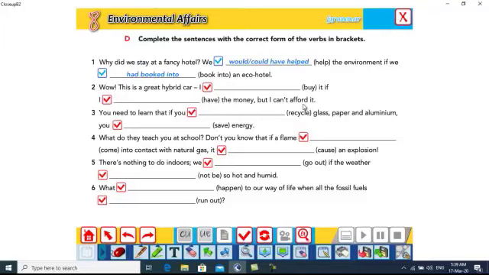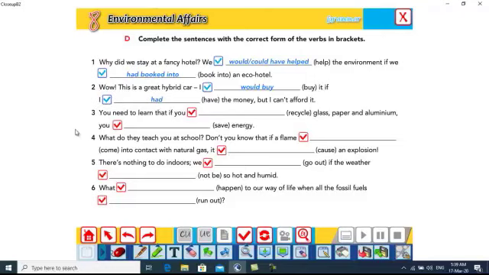Here it's an imaginary situation in the present. An imaginary situation in the present needs a sentence in the second conditional. So the correct answer will be I would buy it if I... Who can answer? Yes, that's right. If I had the money.